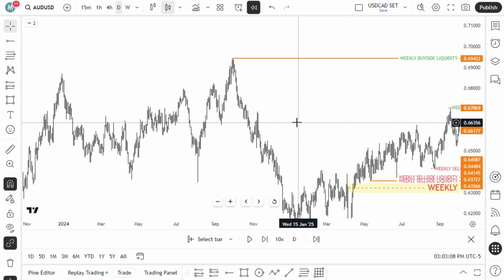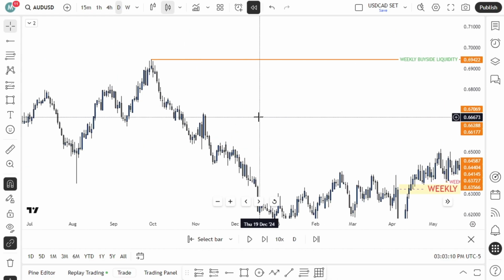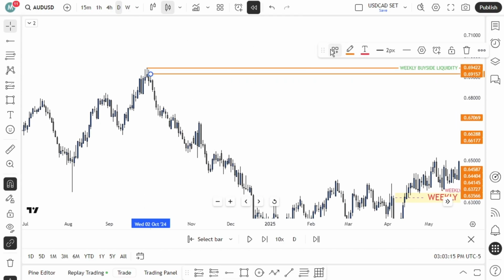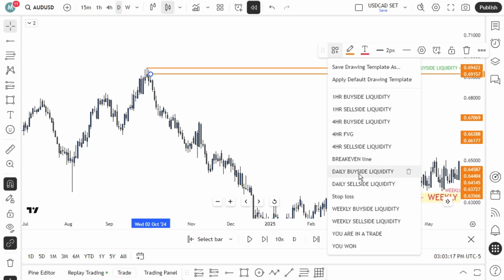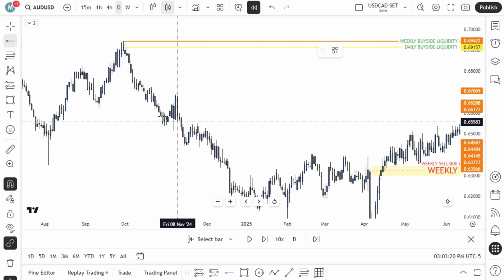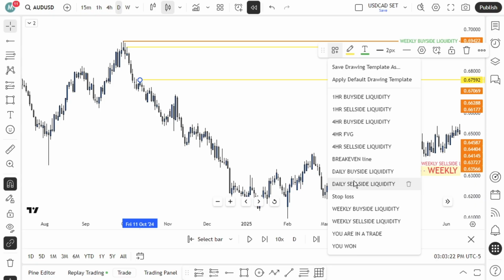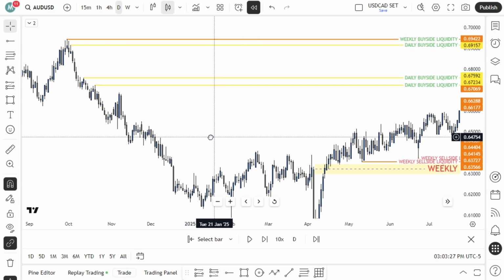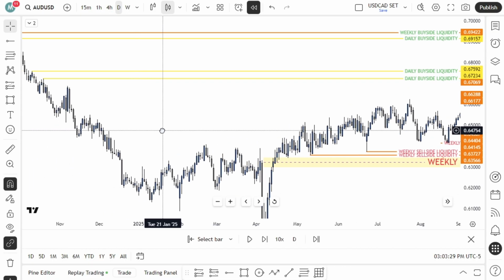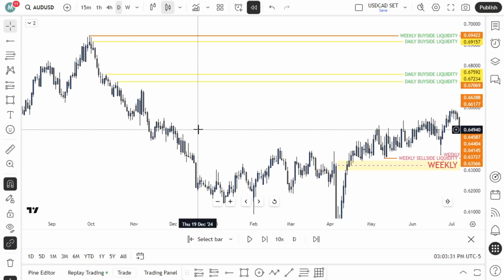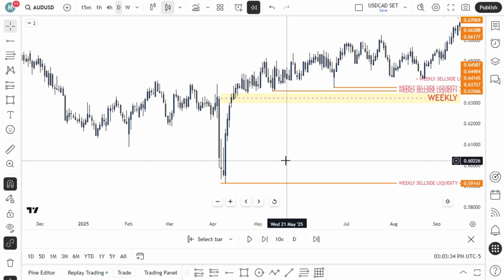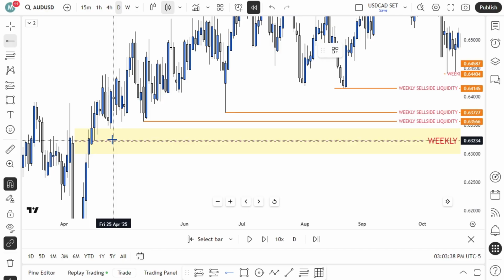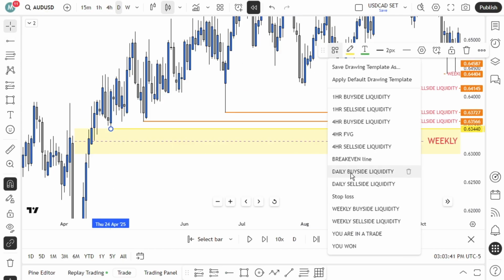Okay, so now on the daily time frame, we start from over here. We have our daily buy side. The next daily buy side. Next daily buy side here. We have some daily sell side levels, daily sell side.